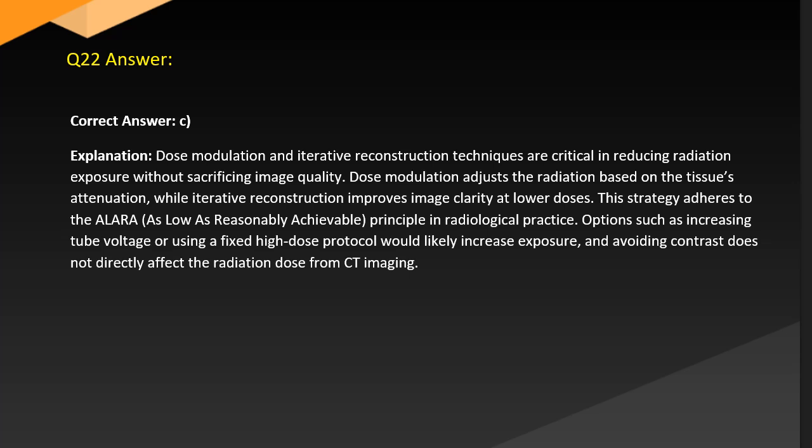Answer. Correct answer C. Explanation. Dose modulation and iterative reconstruction techniques are critical in reducing radiation exposure without sacrificing image quality. Dose modulation adjusts the radiation based on the tissue's attenuation, while iterative reconstruction improves image clarity at low doses. This strategy adheres to the ALARA, as low as reasonably achievable, principle in radiological practice. Options such as increasing tube voltage or using fixed high-dose protocol would likely increase exposure, and avoiding contrast does not directly affect the radiation dose from CT imaging.